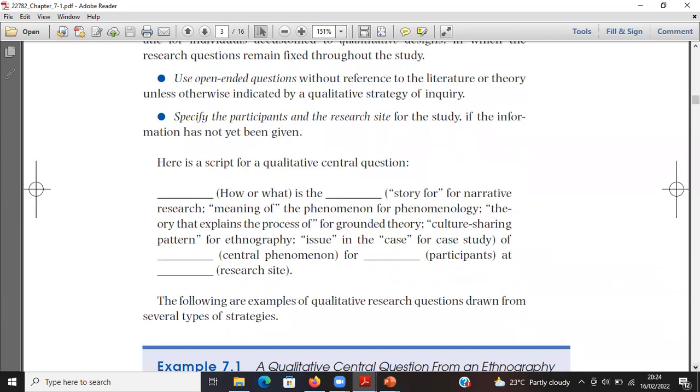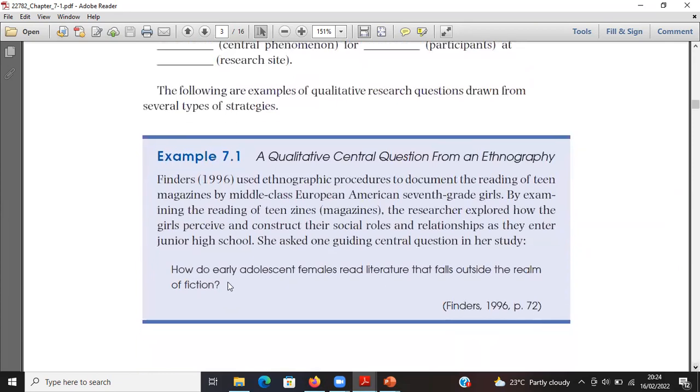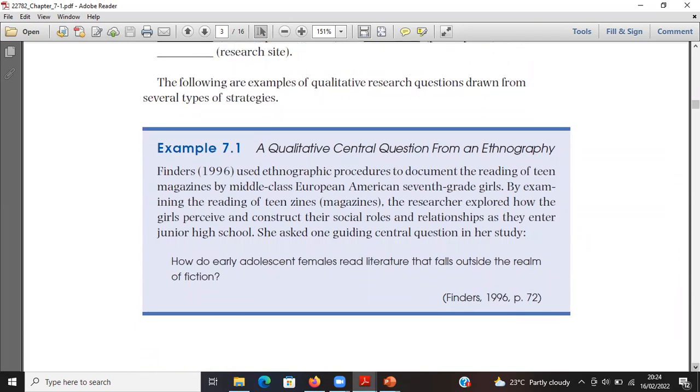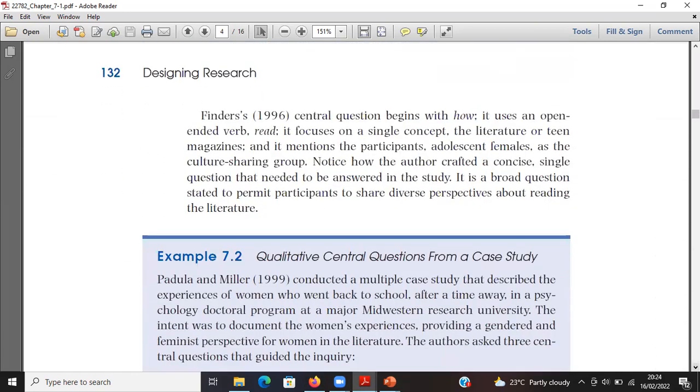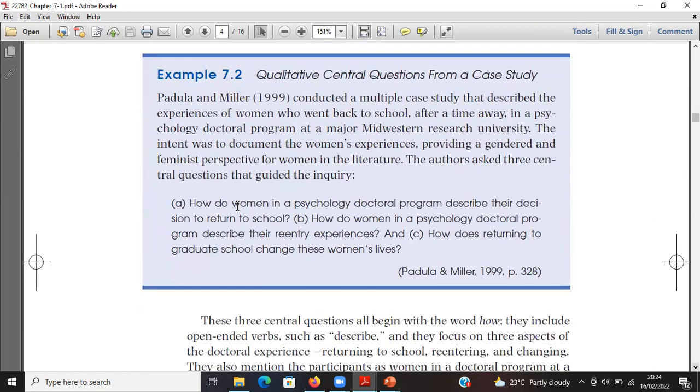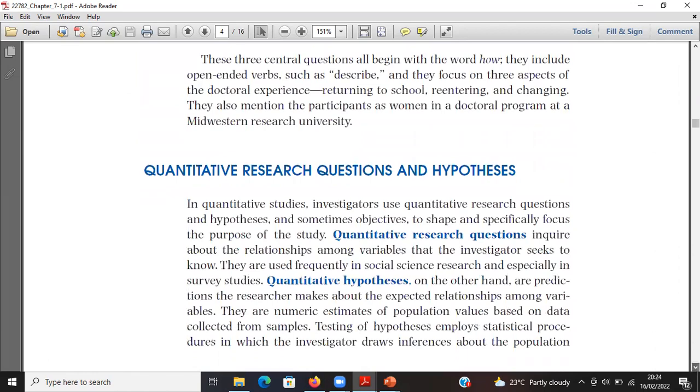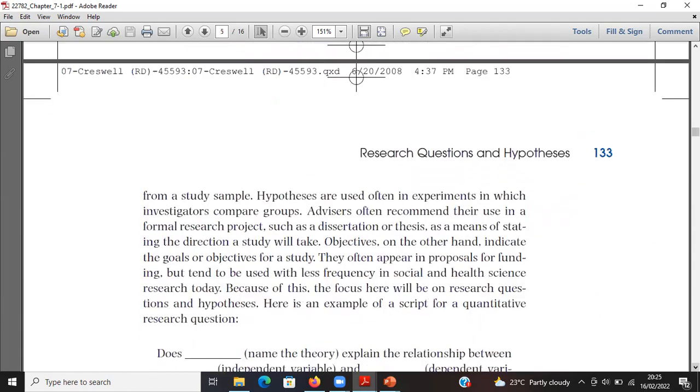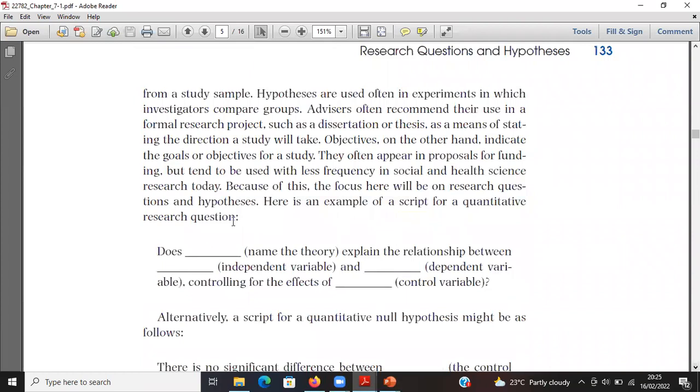Just look at some of these things and you'll see, I think there even should be some examples. How do early adolescent females read literature that falls outside the realm of fiction? How do they? You're seeking a description of something. That is qualitative research. How do women in a psychological doctoral program describe their decision to return to school? See all these questions, it is the how, the what. That question is typically qualitative research.